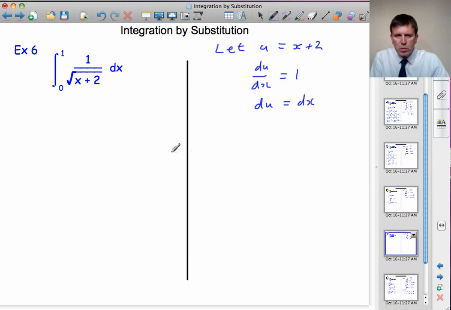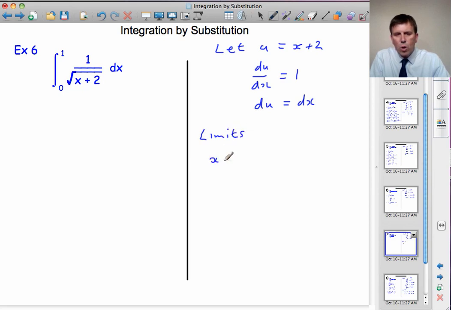Now what we're going to do is change the limits of this integration so they apply to the variable u, and that will mean that it's not necessary to come back to the variable x after we've completed the integration. So let's change the limits.